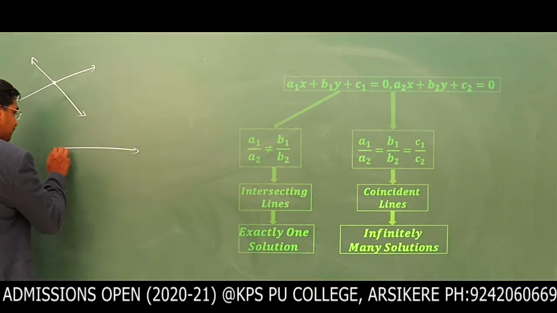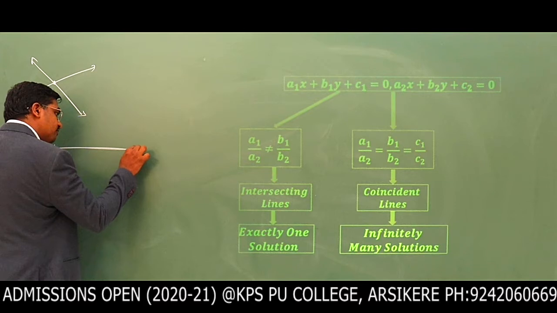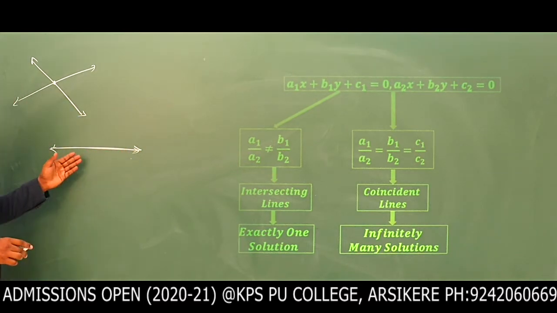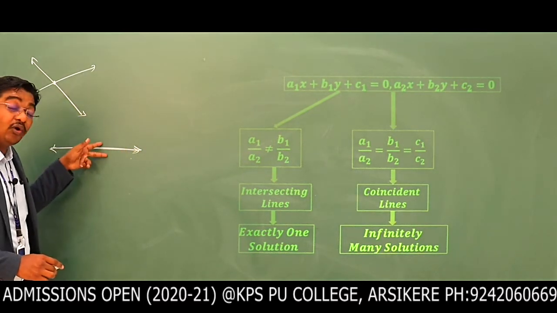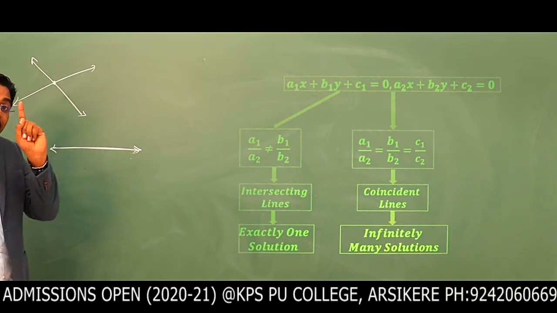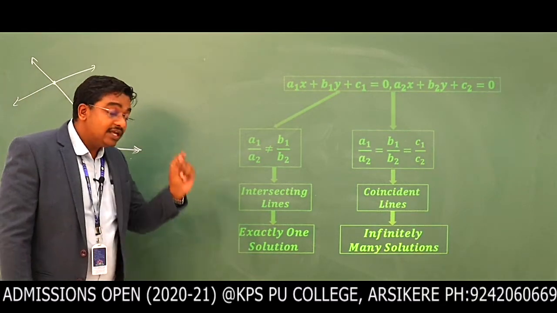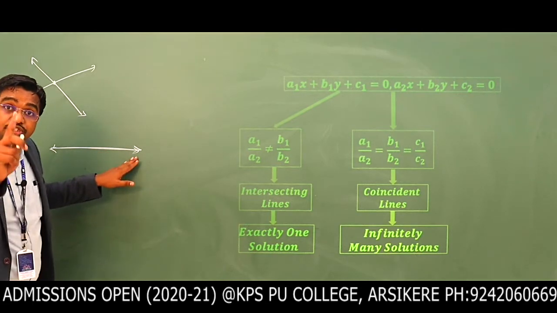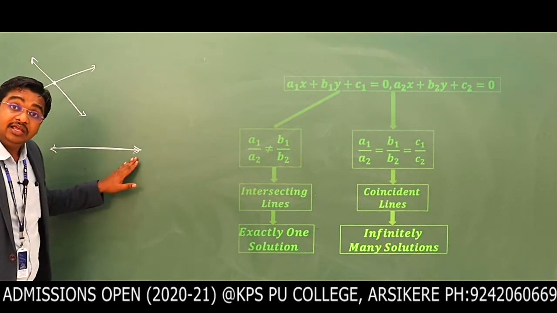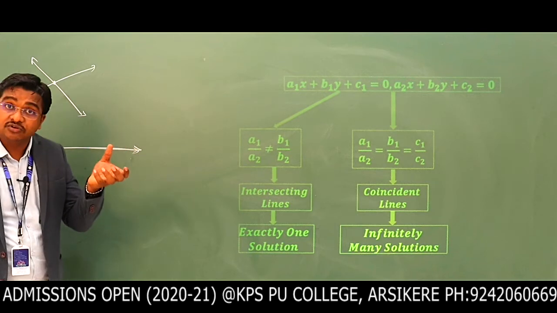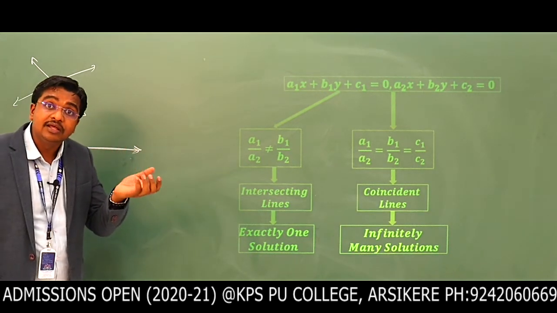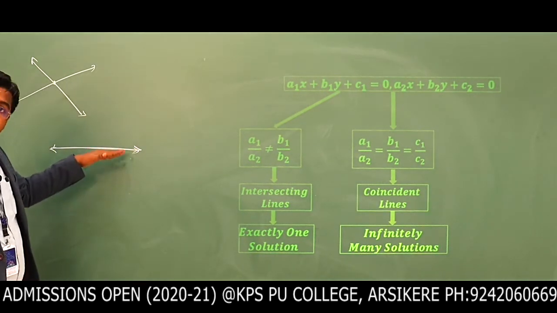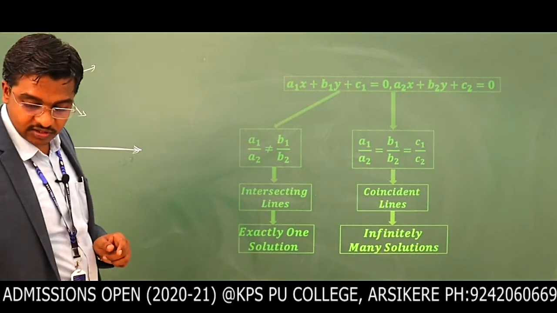Here we have one line. On the same line we are following another line here. These two coincide. So they are coincident. Coincident means here we get infinitely many solutions because each and every point on this line represents a solution of the given linear equations. So infinite number of solutions, infinite number of points. The points represent the solution here. Clear?